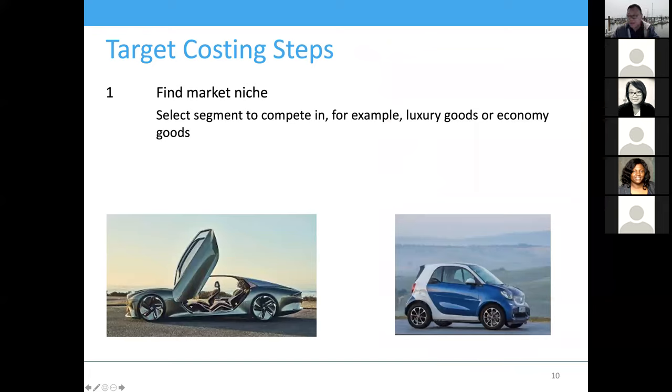There are four steps. The first step is you want to decide where is your market niche. So if I'm a car manufacturer, am I competing in the luxury end or in the economic end? Every business owner has to decide a strategy like this.